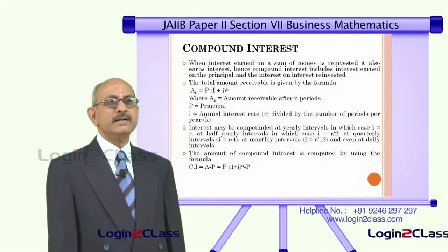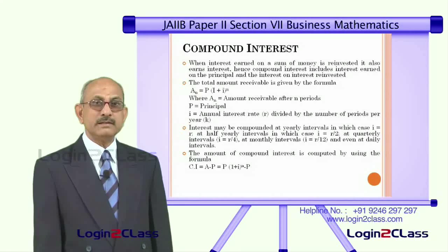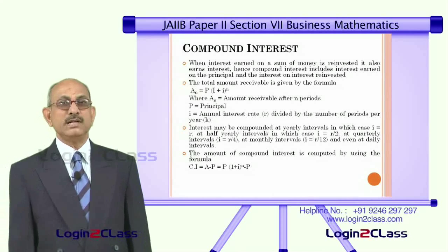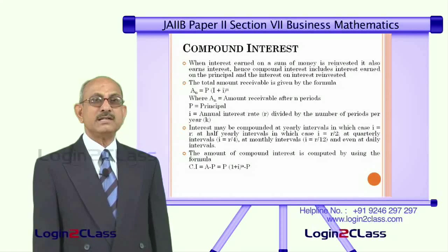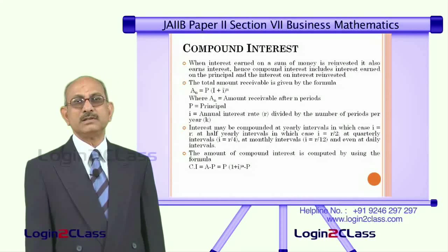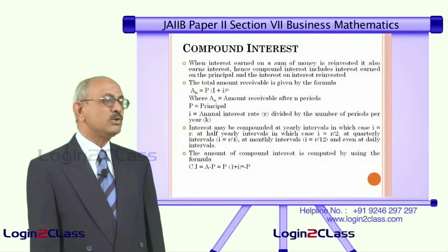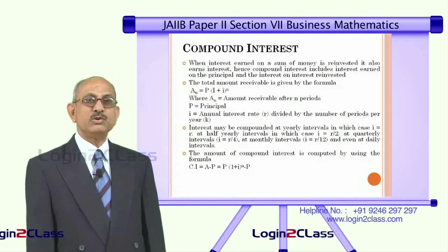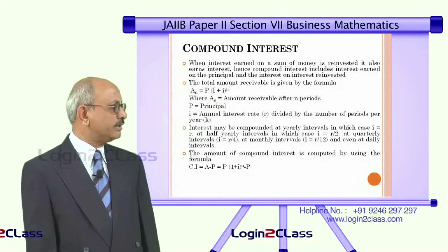So, it can be theoretically compounded even on a daily basis, where n will become number of years into 365, so many days will be there, where I will become rate of interest divided by 365 days, because R is the rate of interest per annum. And you can go even further down, saying that it can be compounded second to second, that means continuous compounding it is called, but we are not going into that.